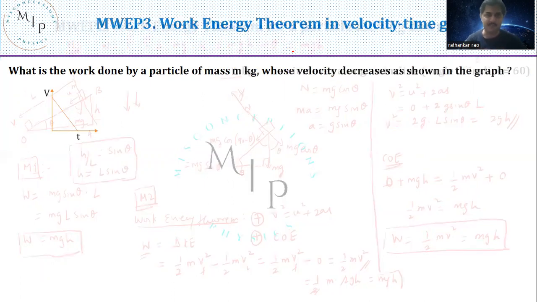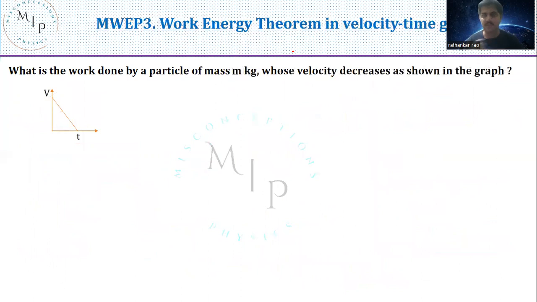Now let us do one more example. Here's something new. What is the work done by a particle of mass m kg whose velocity decreases as shown in the graph? There's a VT graph given to you, and we need to find out the work done by the particle. What is the first method? Now you see, potential energy is not known to me. Let us use the kinematics method first, by method of kinematics.